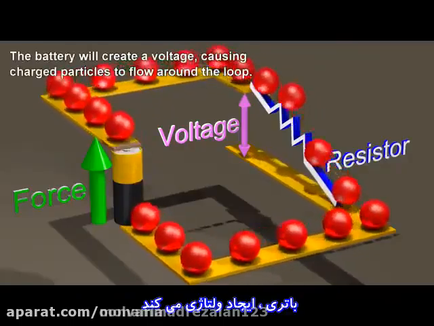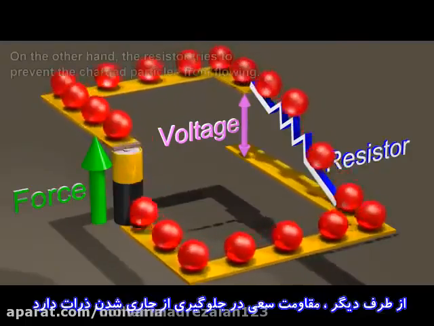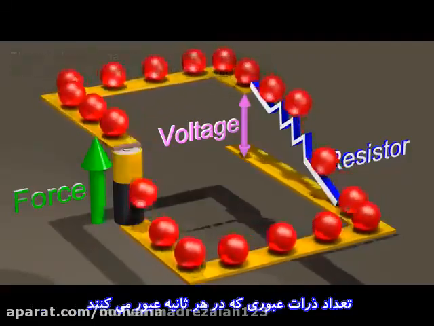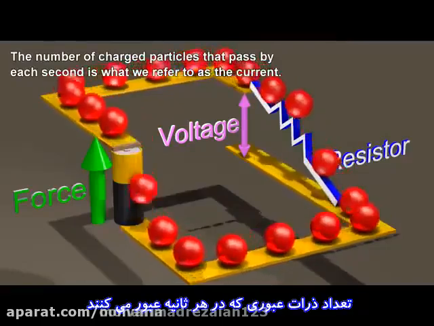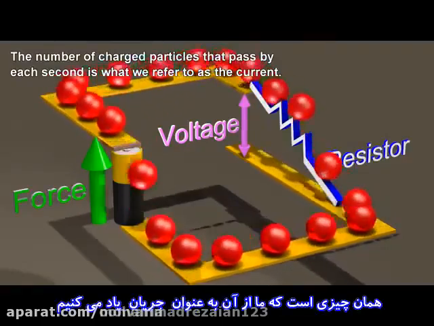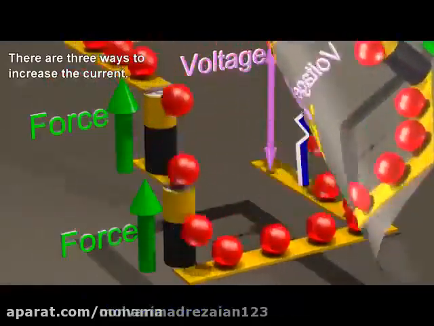The battery will create a voltage, causing charged particles to flow around the loop. On the other hand, the resistor tries to prevent the charged particles from flowing. The number of charged particles that pass by each second is what we refer to as the current. There are 3 ways to increase the current.